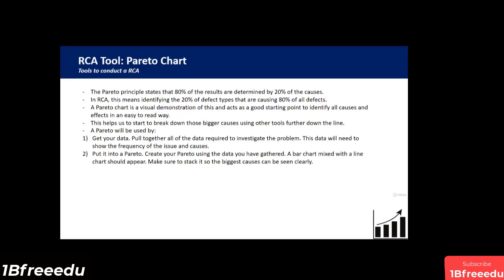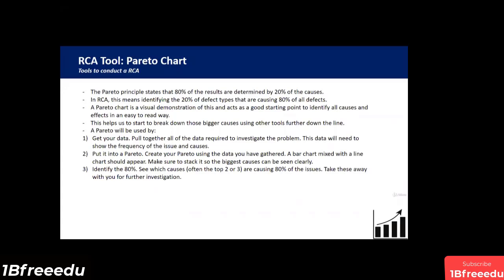Secondly, put this into a Pareto. Create your Pareto using the data that you've gathered. So a bar chart mixed with a line chart should appear, and you make sure to stack it so the biggest causes can be seen clearly. Now, again, as part of this course, there is a resource attached to this particular video to make sure that you can do that already. And we're going to explore that particular tool in more detail in the next section.